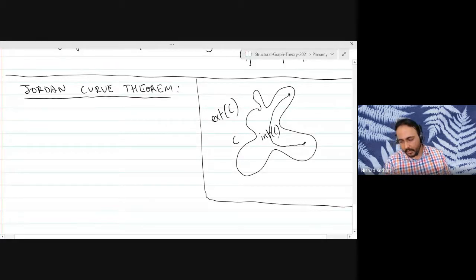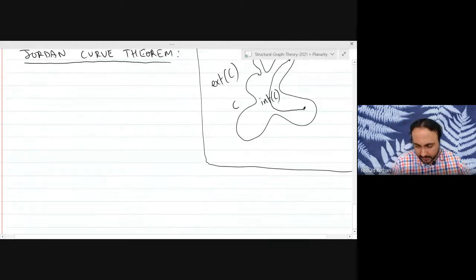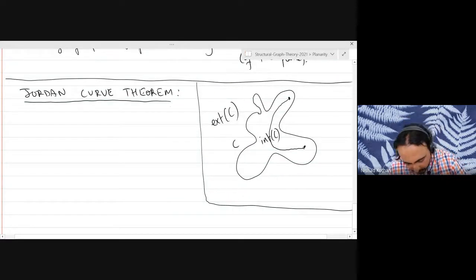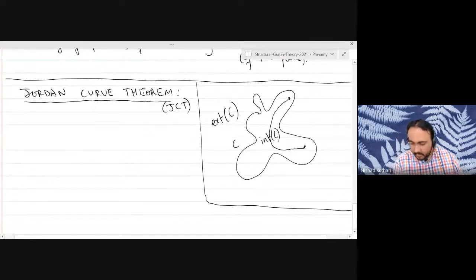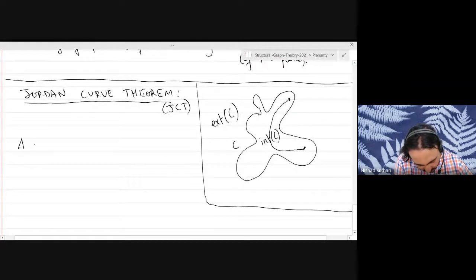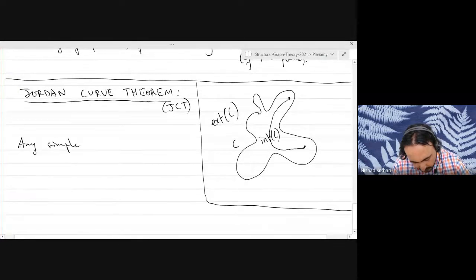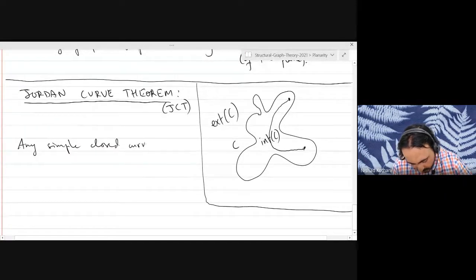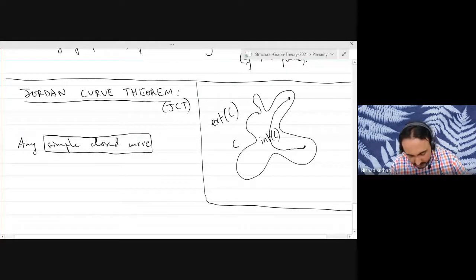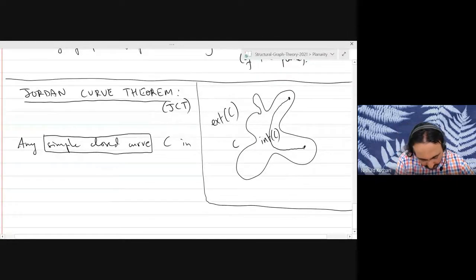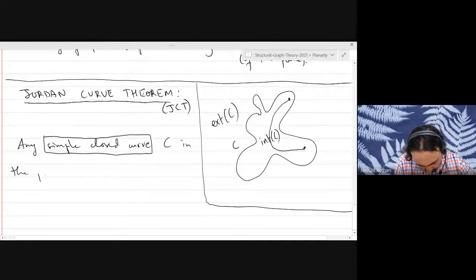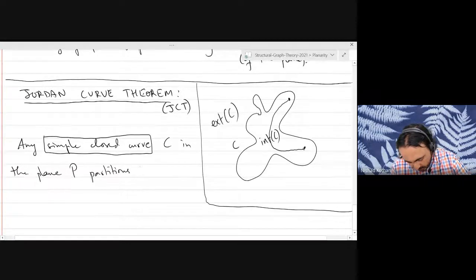So that is what the Jordan Curve Theorem says. Let me write it down, and I will abbreviate it to JCT: any simple closed curve, which is something we need to define, C in the plane, let me call the plane P, partitions the rest of the plane.